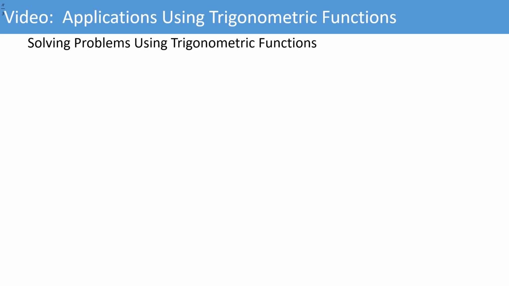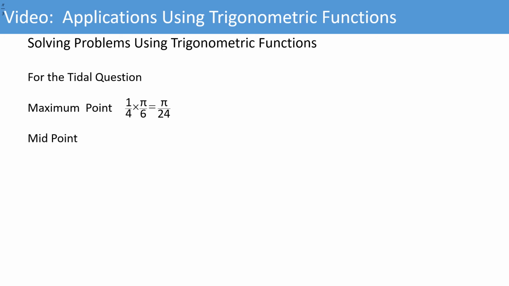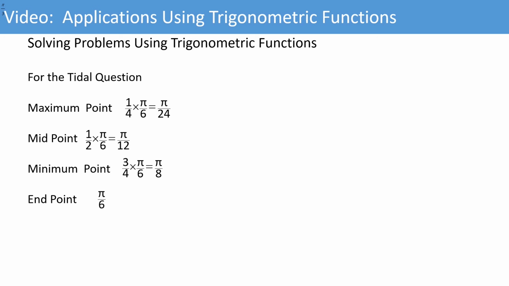Now, if we applied this to this situation, for the title question, 1/4 of pi over 6 is pi over 24. That would be the point for x. The midpoint, 1/2 times pi over 6, which is pi over 12. The minimum point, 3/4 times pi over 6 is pi over 8, and the end point, pi over 6. Wow, we're done.